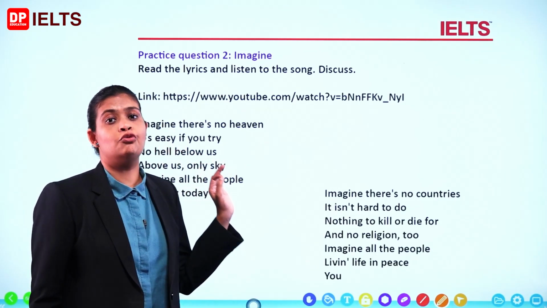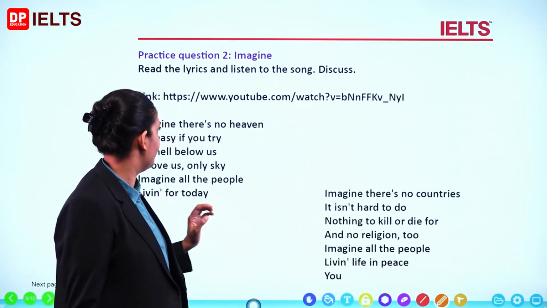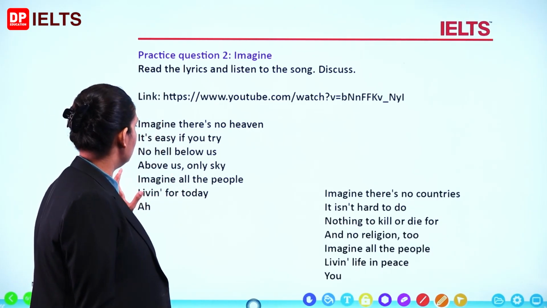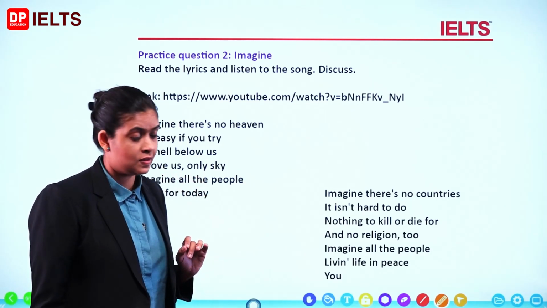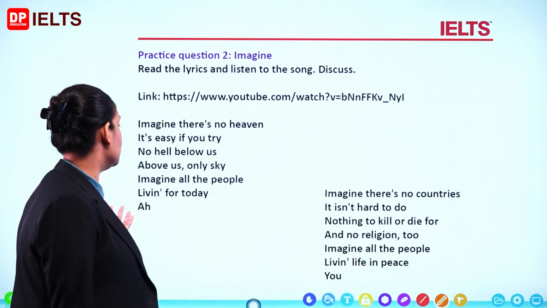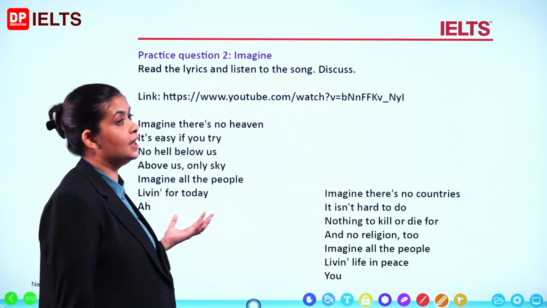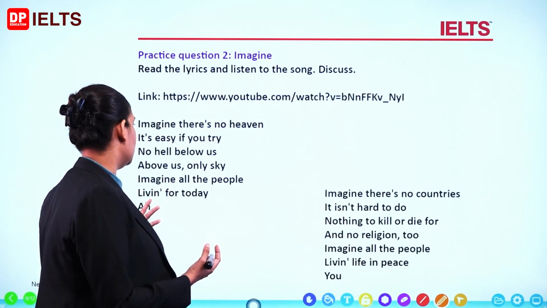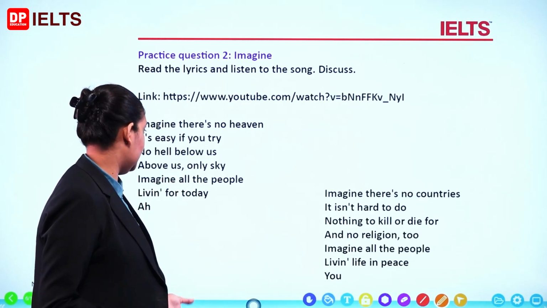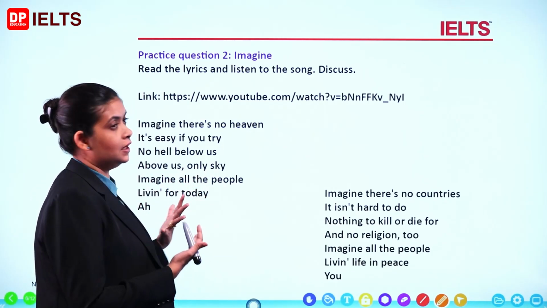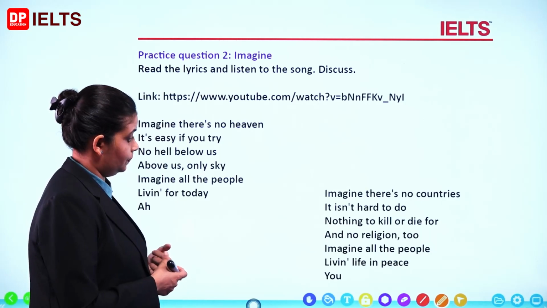Imagine there's no heaven. It's easy if you try. No hell below us. Above us, only the sky. Imagine all the people living for today. Right? So, කිසිම heaven එකක් නැහැ, right? අපිට below තියෙන්නේ hell එක, උඩ තියෙන්නේ අහස, හැමෝම අද එකට ජීවත් වෙනවා කියලා හිතන්නලු.